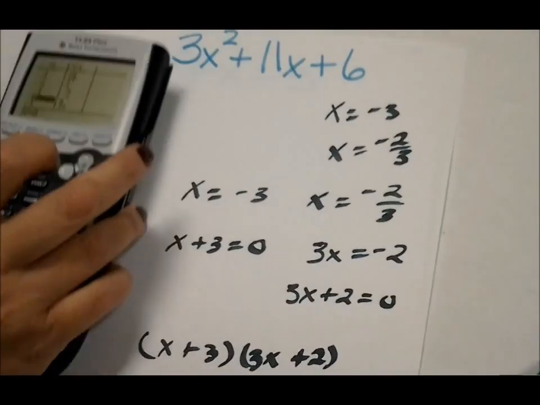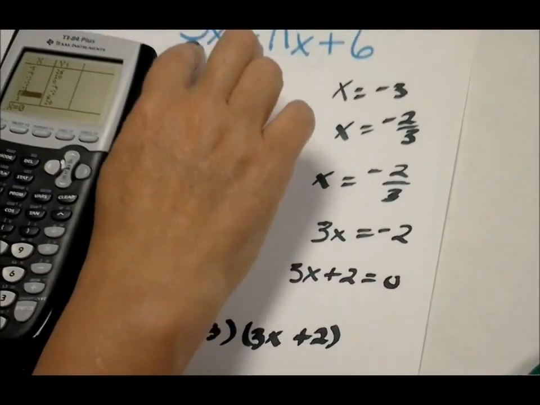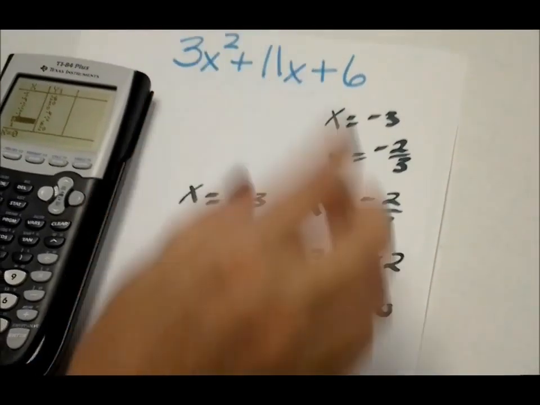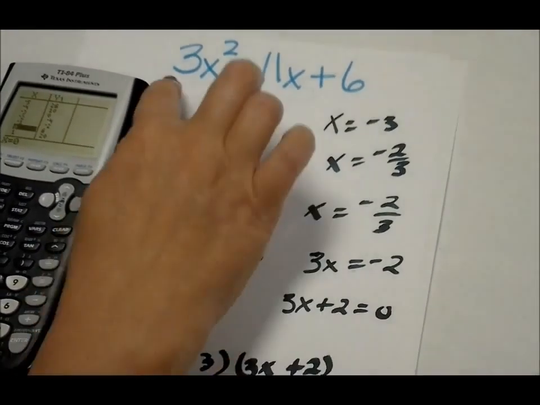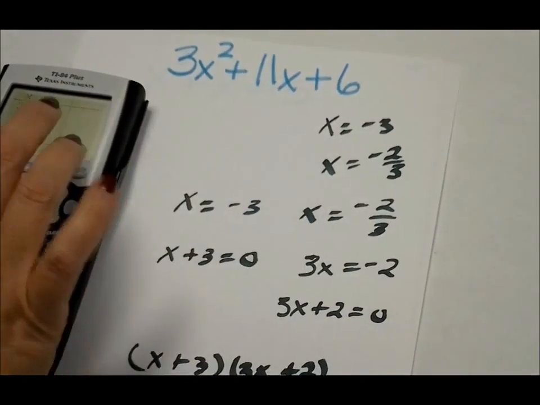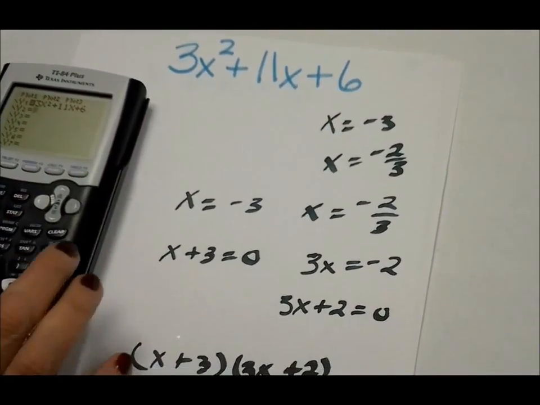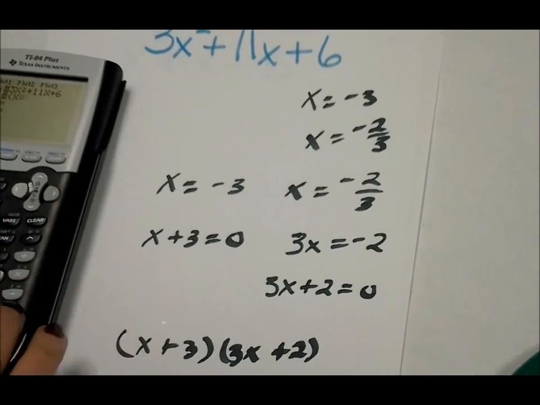And I might be talking to the students at this point in time that we would know that the 3 needed to be in one of our factors, because the only way to get 3x squared is a 3x times an x. And I'm going to put my factors in from their factored form.